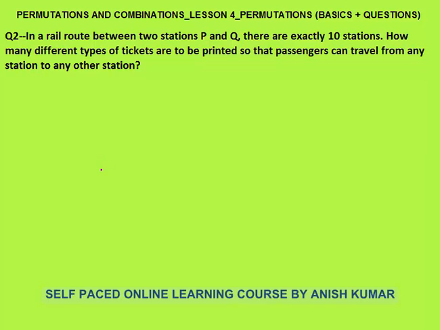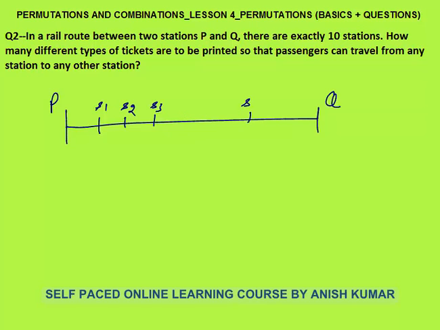The second question is, in a rail route between 2 stations P and Q, there are exactly 10 stations. This is P and Q, and 10 stations are in between. Station number 1, 2, 3 and so on.